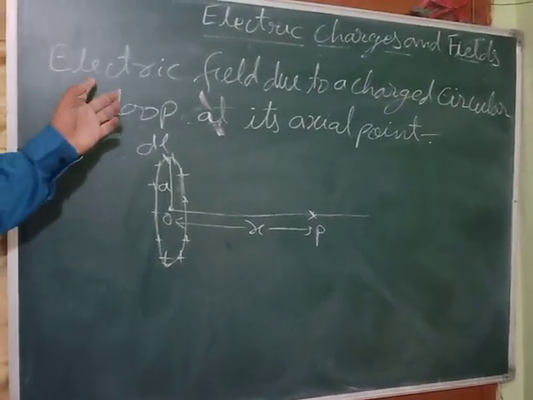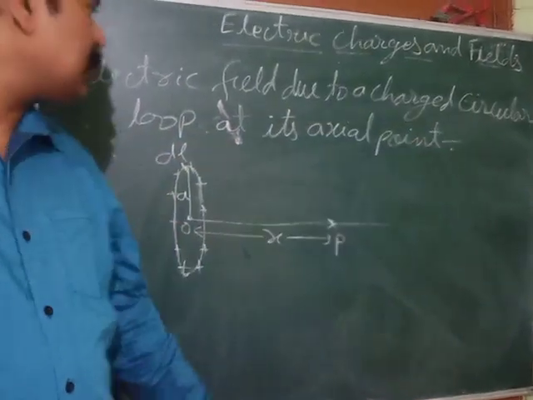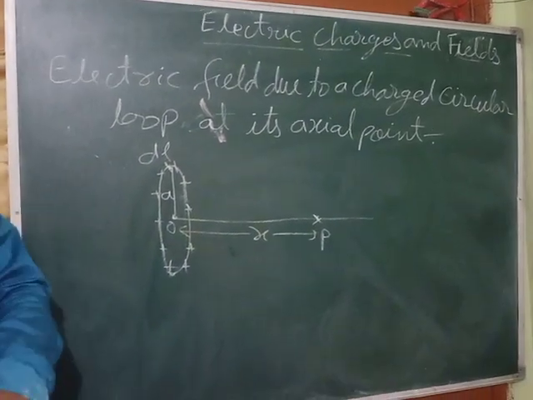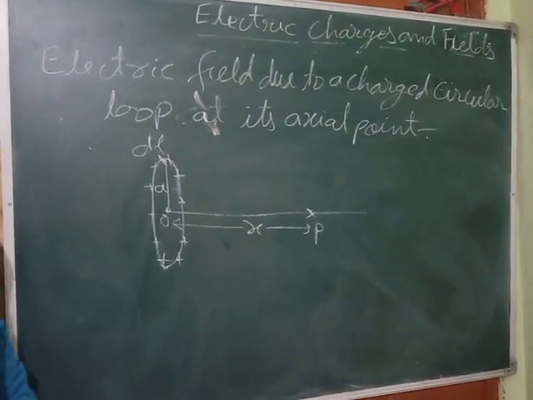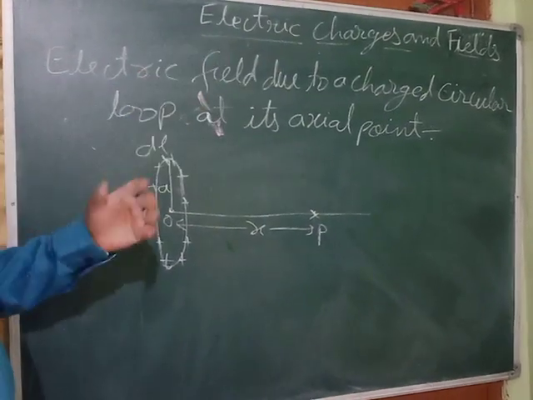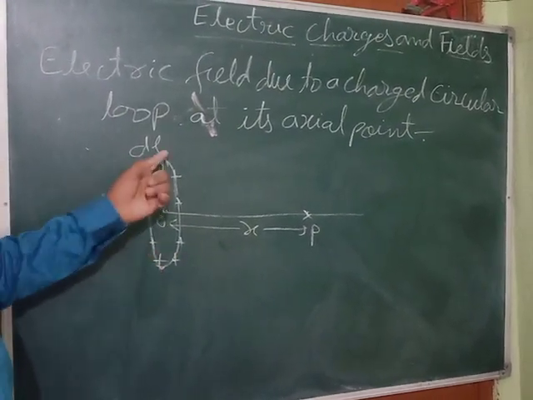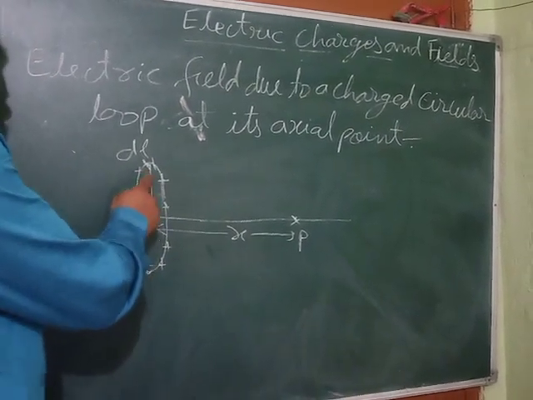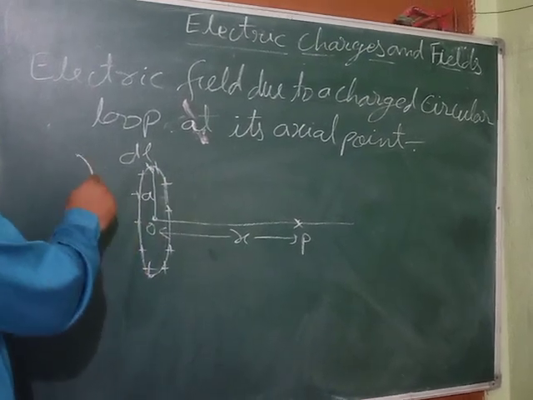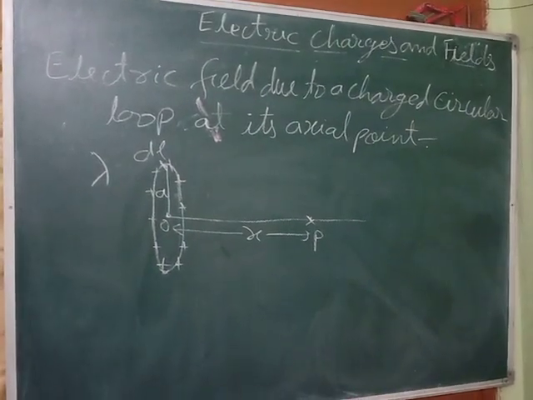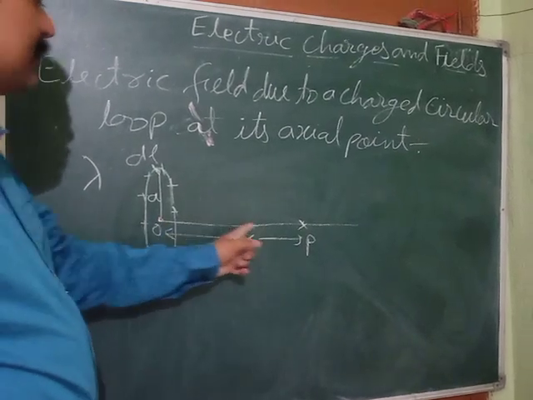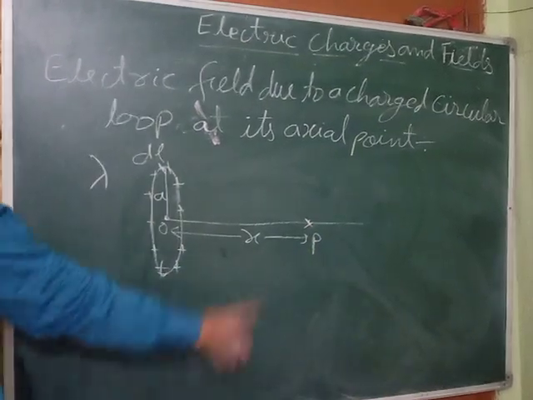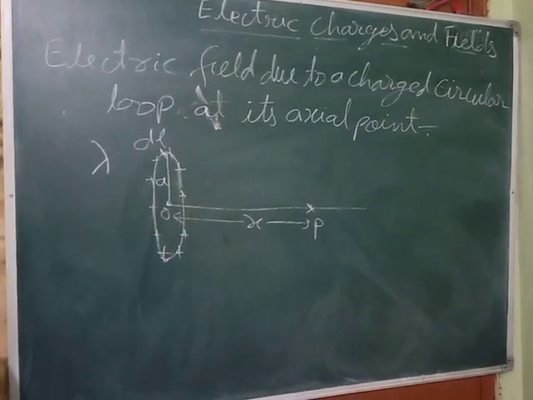Now next we are going to start with the electric field due to a charged circular loop at its axial point. Here you can see a circular loop which is charged, and the charge density on this loop is linear, so the linear charge density is lambda. This is called the axis of this circular loop. On this axis at a distance x, we have chosen a point P. At this point P we are supposed to find the electric field intensity.